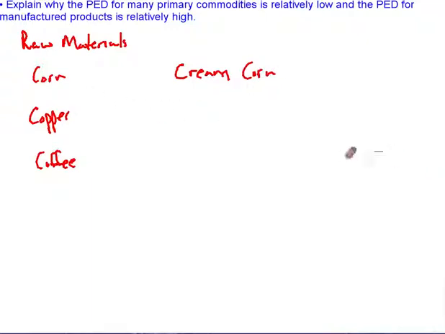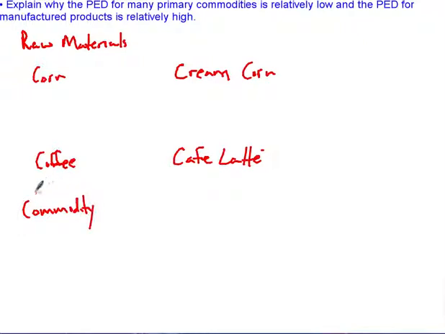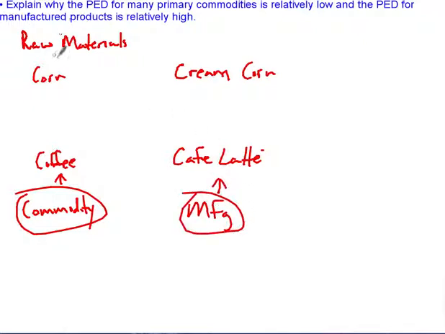Actually, let me change this one. We'll just do these two. So coffee beans could be turned into, how about a cafe latte? Not exactly sure who sells that, or if that's how you spell it. But this would be our commodity over here. This is the raw product, and this would be the manufactured product. Why is the elasticity of these very low while the elasticity of these very high?